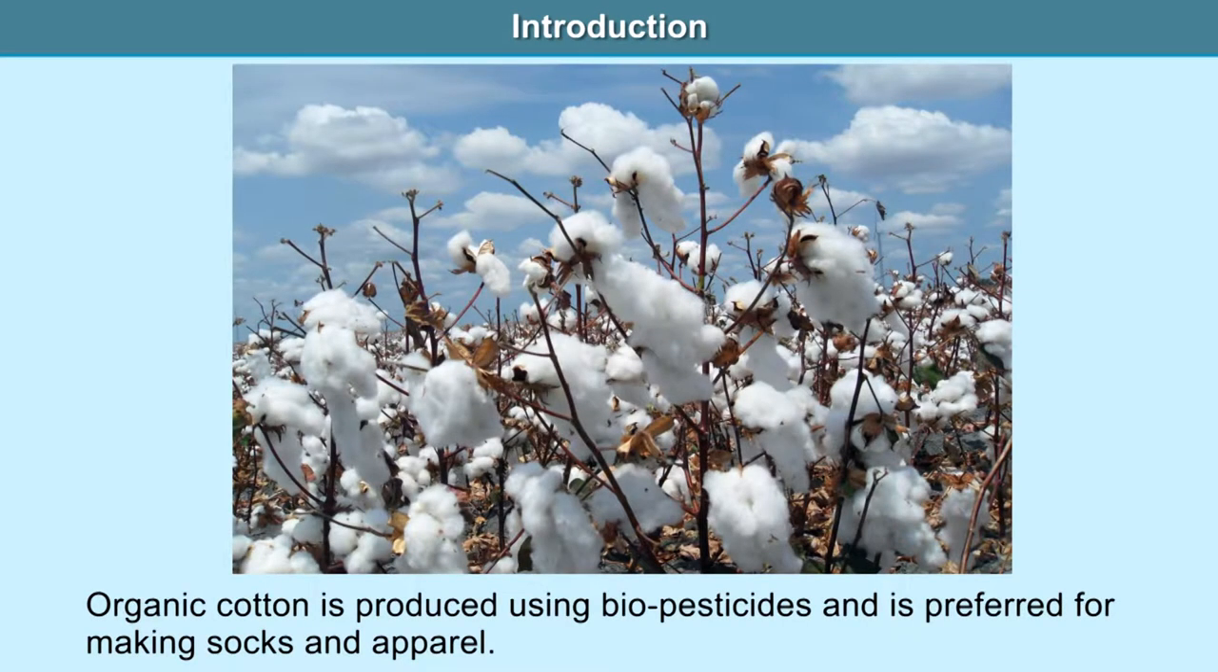Today, there are what are called organic cottons, which are being used for the production of yarn. Organic cotton, unlike normal cotton, is produced using biopesticides. They also provide an ecological environment for the fabrics produced out of them. And it is being preferred for the production of socks, apparels and other things.